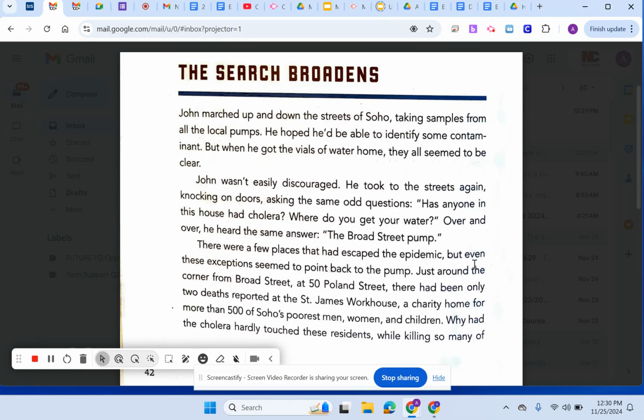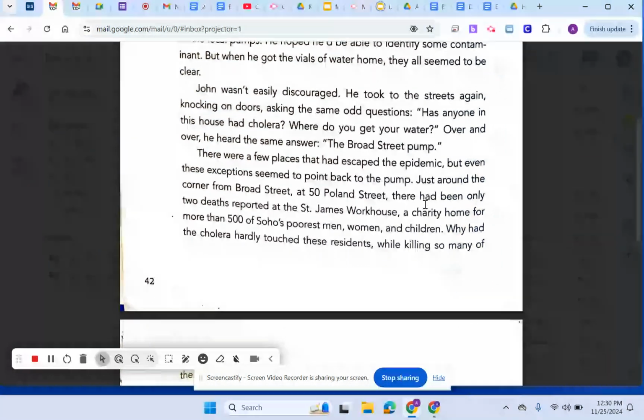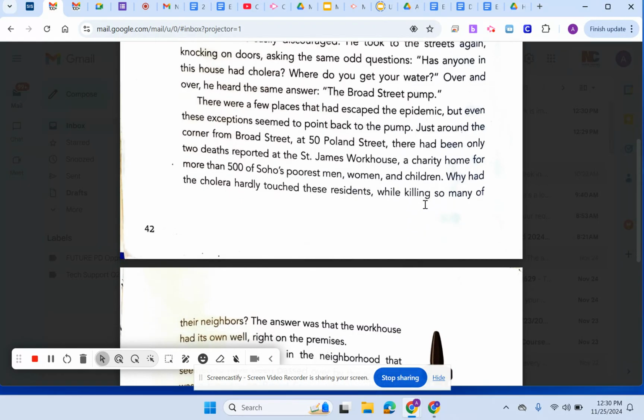John wasn't easily discouraged. He took to the streets again, knocking on doors, asking the same odd questions. Has anyone in this house had cholera? Where do you get your water? Over and over, he heard the same answer: the Broad Street pump.